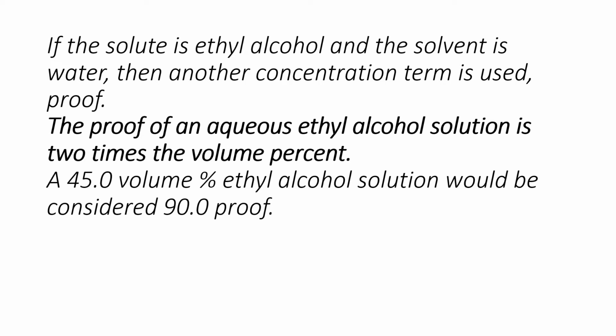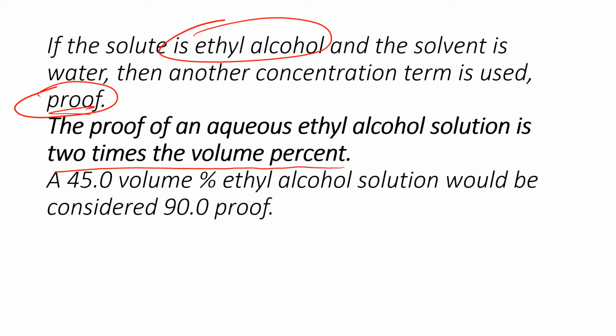If the solute is ethyl alcohol and the solvent is water, then another term that we can talk about is proof. So this is drinking alcohol that we're talking about here that you're able to drink. So the proof, whenever they talk about something is 100 proof or 50 proof or whatever, this is what they're talking about. So the proof of an ethyl alcohol solution is 2 times the volume percent. So if you were determining the percent volume of an ethyl alcohol solution, you just multiply it by 2. That will give you actually the proof. So for example, this is 45%. Therefore, the proof is going to be 90. So it's the percent times 2 will give you the proof.